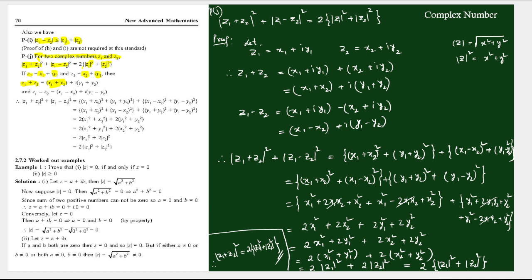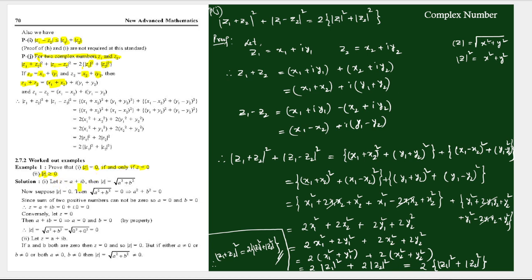Some of the worked out examples. The examples you write down in your notebook. Okay. Examples are also very important. See, if modulus of z is equal to 0, okay, we need to prove, if and only if z is equal to 0. And number 2 is modulus of z is greater than or equal to 0.